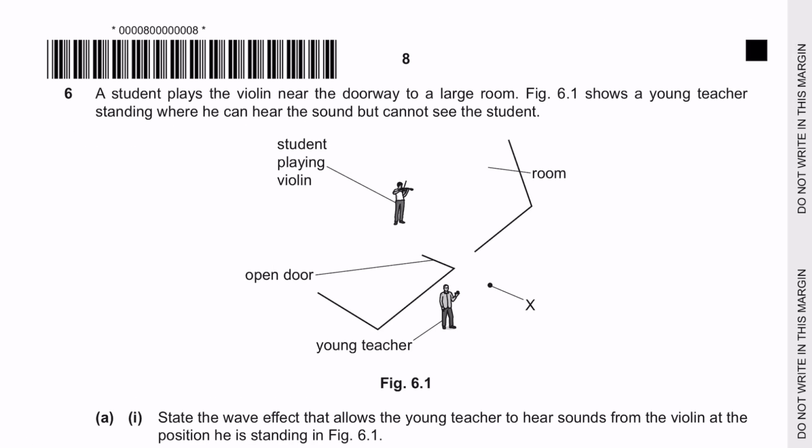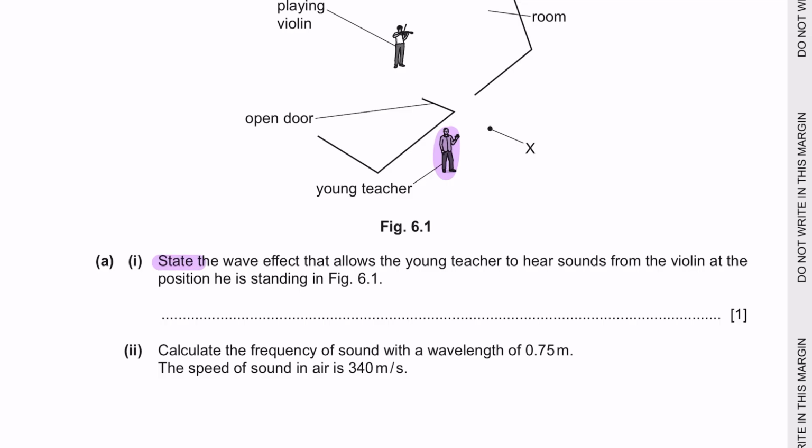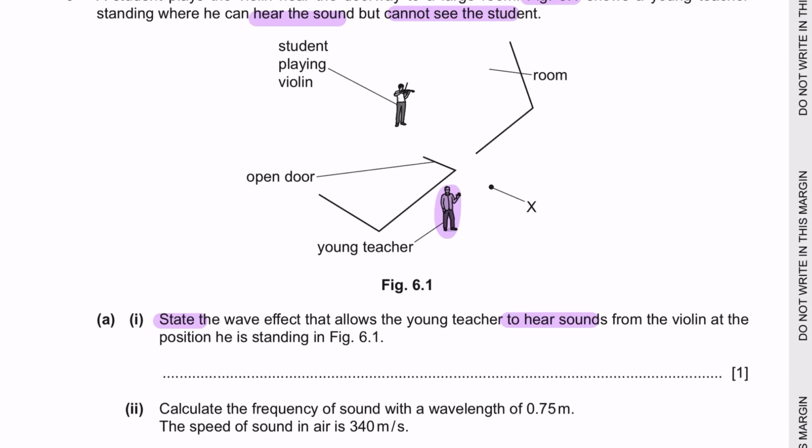Question 6. A student plays the violin near the doorway to a large room. Figure 6.1 shows a young teacher standing where he can hear the sound but cannot see the student, which is over here. Question A, Part 1. State the wave effect that allows the young teacher to hear the sounds from the violin at the position he is standing in Figure 6.1.